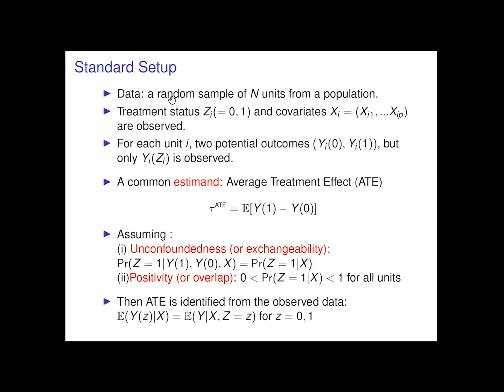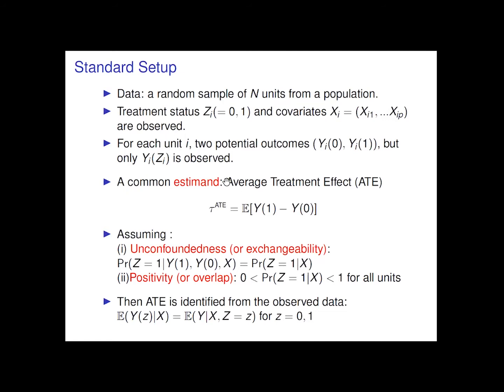Let's assume we have a random sample of n units from a population, and each unit is either treated or controlled. I call that Z, 0 or 1, and I have a bunch of covariates, or observed confounders. Then, in the causal inference framework, each unit has two potential outcomes, Y1 and Y0, each corresponding to hypothetically being assigned to that treatment. But of course, in reality, we only observe one of the two.